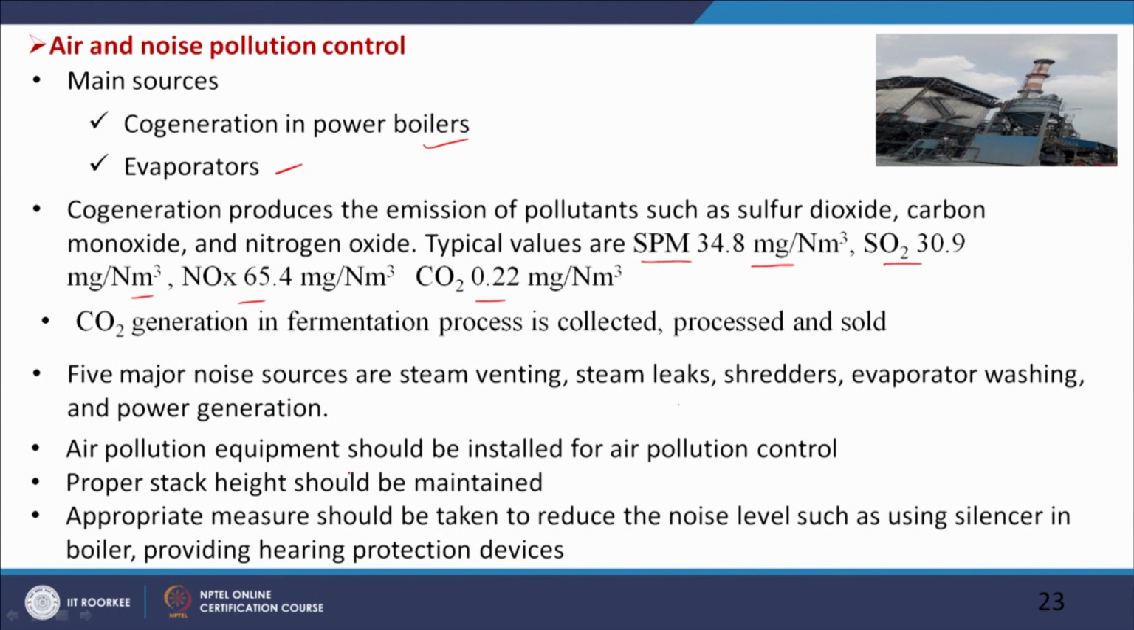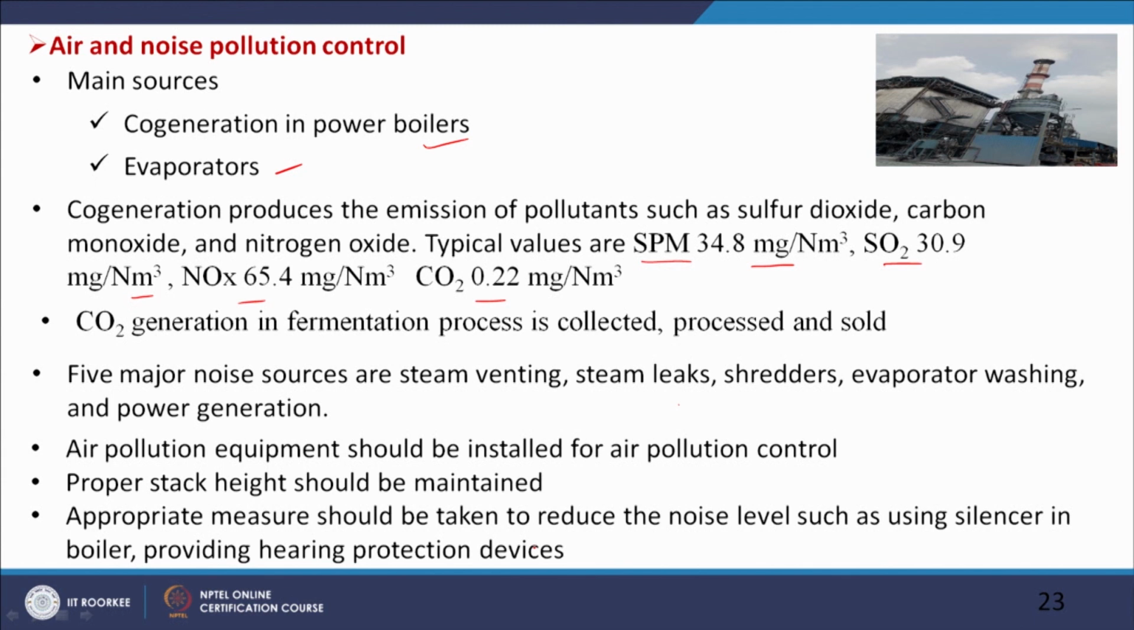Air pollution control equipment should be installed. Proper stack height should be maintained as shown here, so an 80 to 100 feet long stack is needed, and appropriate measures should be taken to reduce the noise level, such as using a silencer in the boiler, providing hearing protection devices, etc.